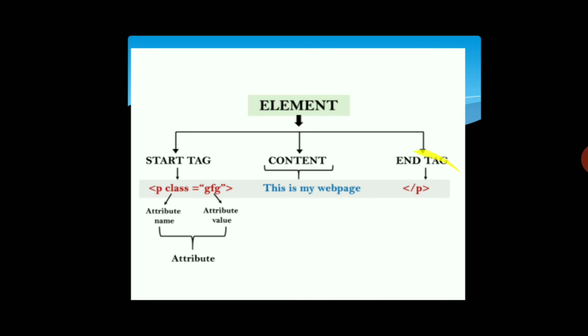How does the ending tag look like? A forward slash and then angular bracket. And start tag, angular bracket, but not the forward slash. If you don't want to write any attribute, you can just write like that only. This angular bracket, opening and closing. So this tag is the opening tag and this tag is the closing tag. When you see this forward slash, this is a closing tag.